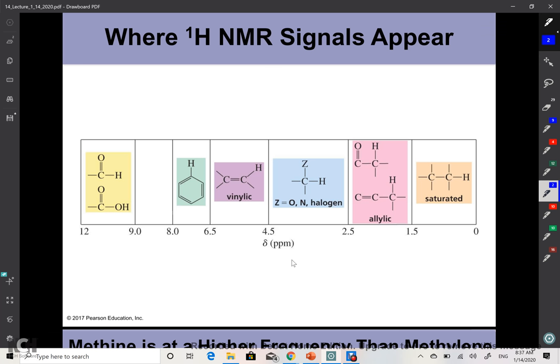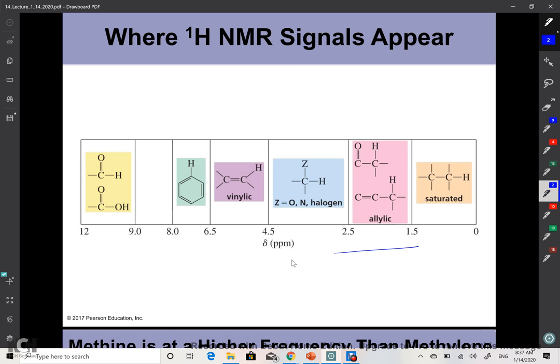So if you see a signal around a particular region, then you can guess what that molecule can be. For example, if you have signals between 0 and 1.5, then it most likely means that they belong to hydrogen connected to a saturated carbon. You know what a saturated carbon is? An sp3 carbon. Does that make sense? That's what we call a saturated carbon. So signals between 0 and 1.5 most likely belong to hydrogen connected to an sp3 carbon. Does that make sense?